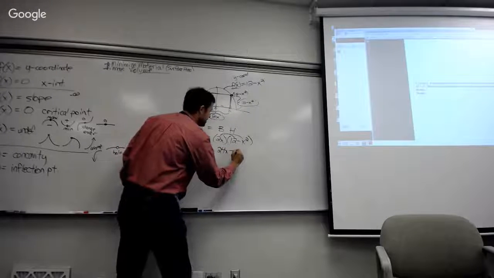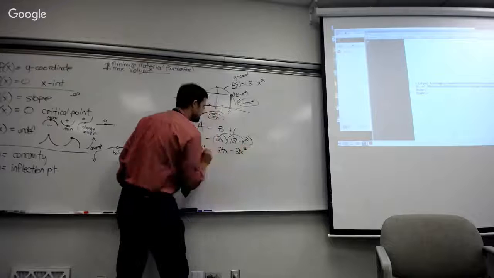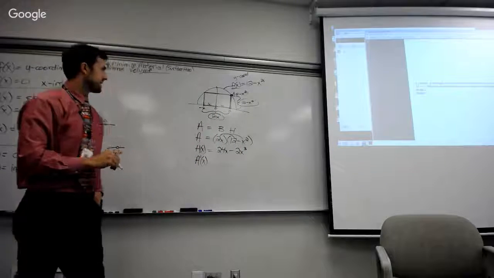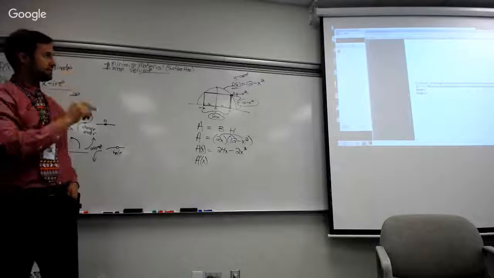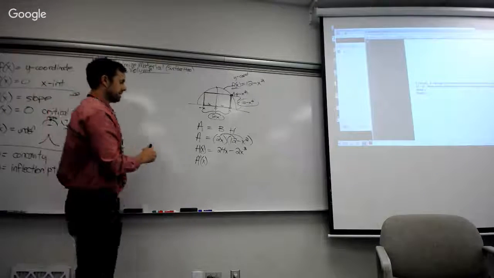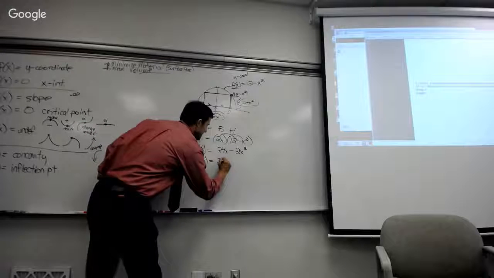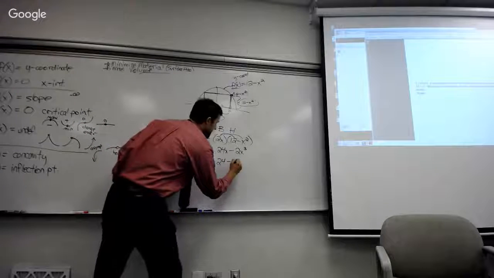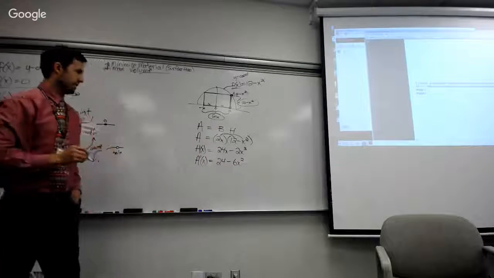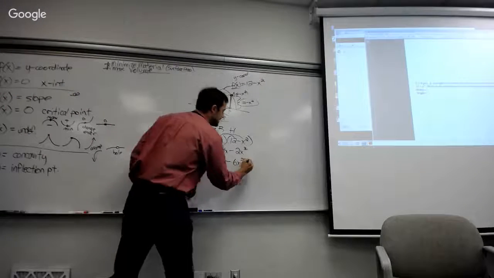24x minus 2x cubed. So then we go ahead and take the derivative of area. Because again, just like before, if we were to graph this, you would see the area getting bigger and then smaller. So the first derivative of the area is 24 minus 6x squared. And we want to find our critical point, so we set that equal to 0.